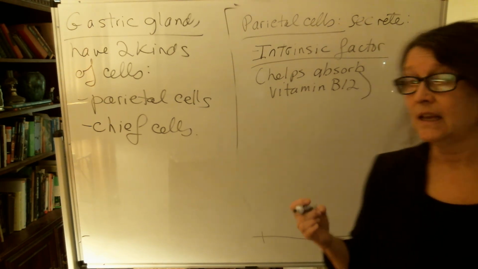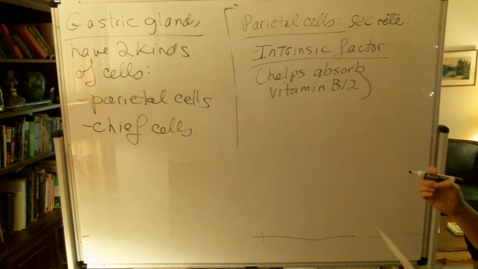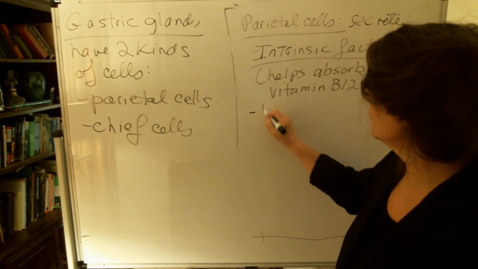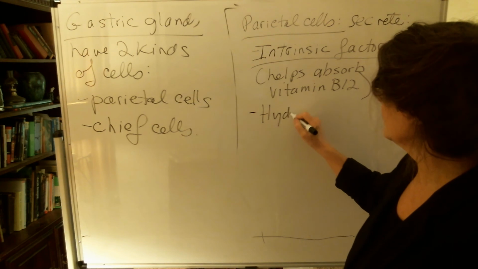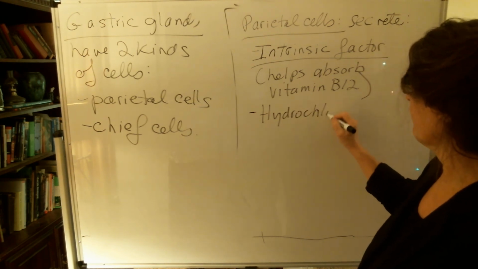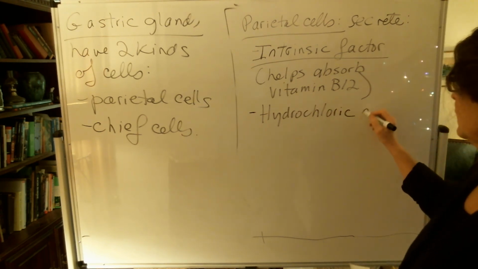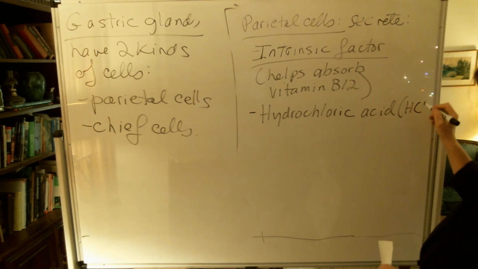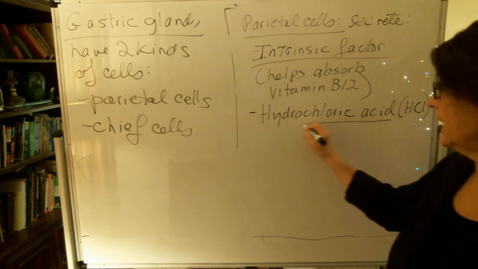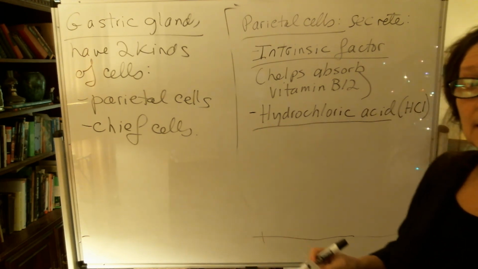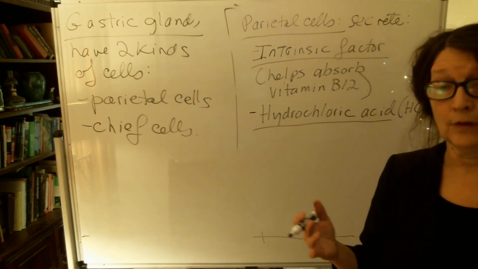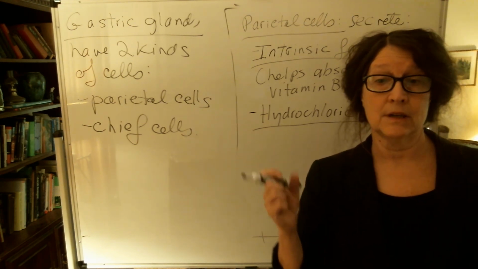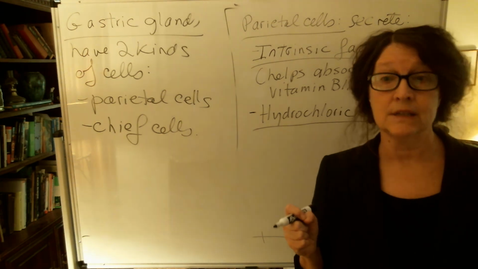So, as I said, here we have the parietal cells that secrete intrinsic factor, and they also secrete hydrochloric acid, the abbreviation for which is, of course, HCl. And this creates an acidic environment in your stomach, which is a part of what can help digest things. It can basically make big proteins into little proteins.